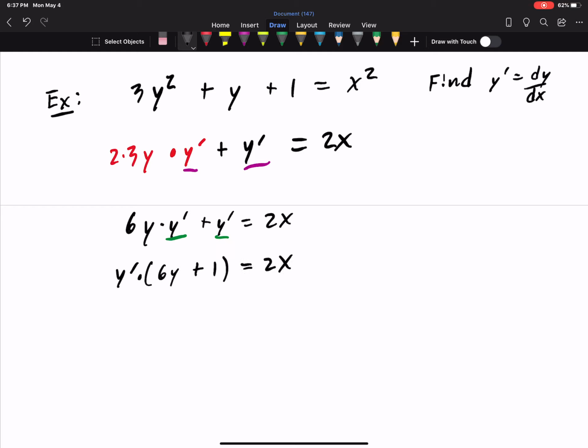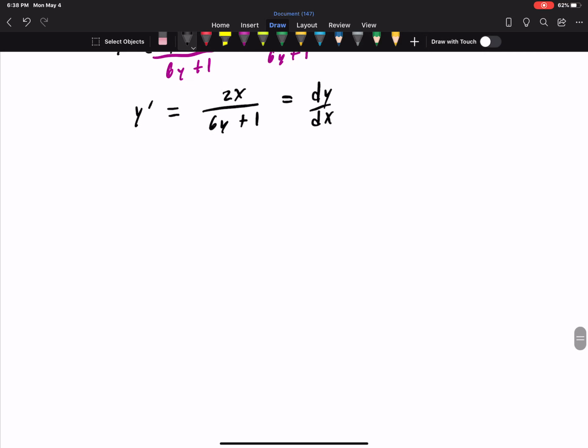Again, the goal is to get y prime by itself. So what we're going to do is then divide both sides by 6y plus 1. All right. So then we have y prime is equal to 2x over 6y plus 1. And that's the final answer. Instead of using y prime, you can use dy dx. Doesn't matter which notation, but that is the final answer. Okay? Let's do one more, and then we'll talk about the general strategy of this.